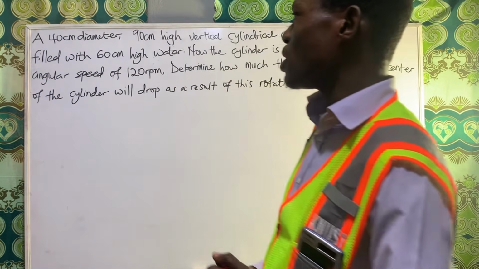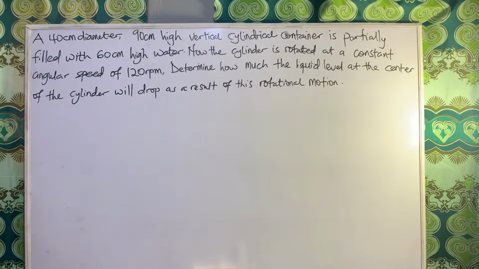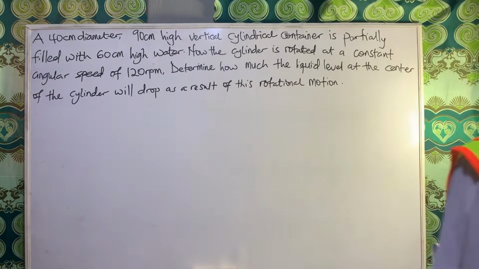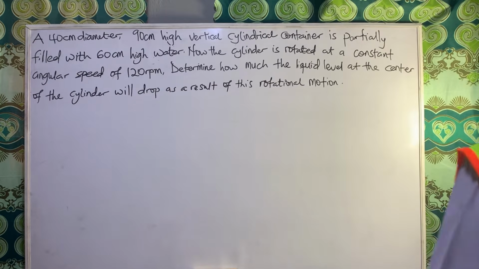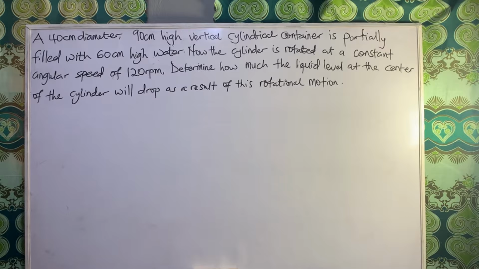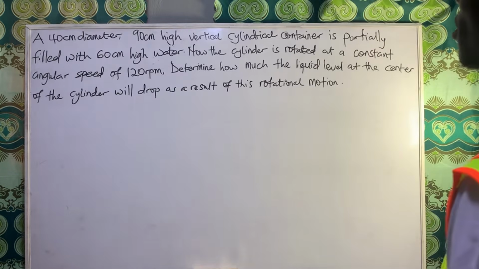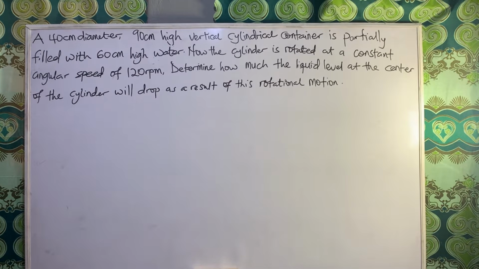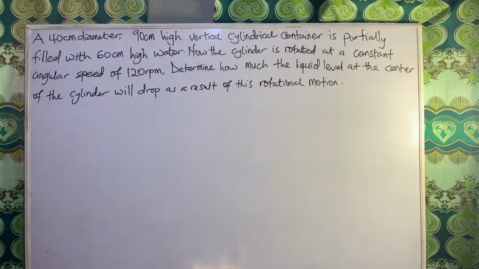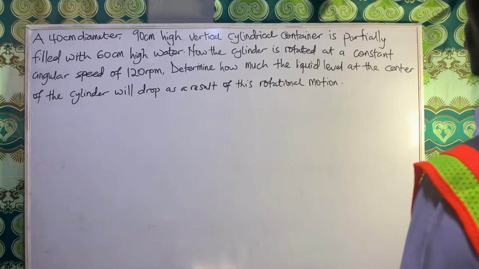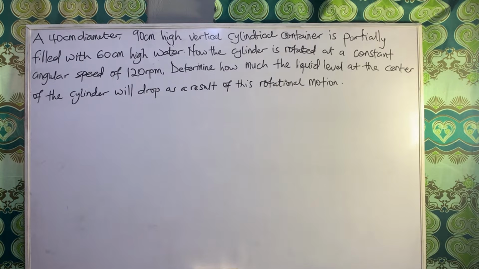Now let's move on to our question. A 40 centimeter diameter, 90 centimeter high vertical cylindrical container is partially filled with 60 centimeter high water. Now the cylinder is rotated at a constant angular speed of 120 rpm. Determine how much the liquid level at the center of the cylinder will drop as a result of this rotational motion.